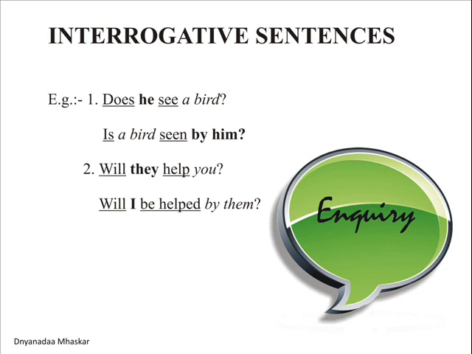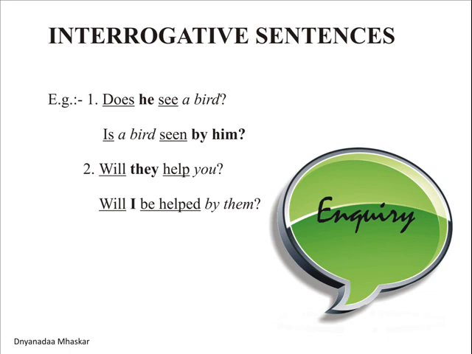So how do we change it into passive voice? Is a bird seen by him? Now "does" is in simple present, so we have taken "is", which is the be form of the verb, as simple present. See, "is" is in simple present, we have changed the verb into past participle, that is "seen", and "him" was the subject in active voice, now it has become the object. Now let us see the next one.